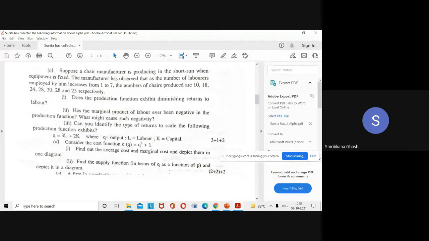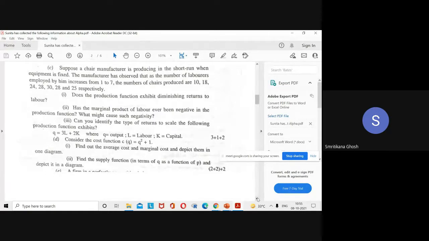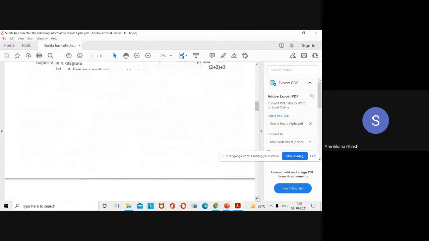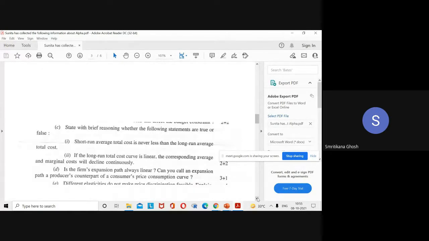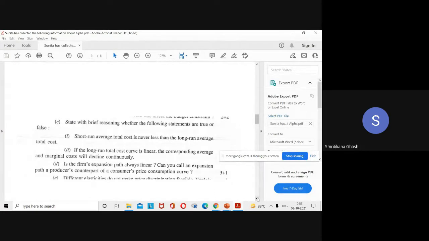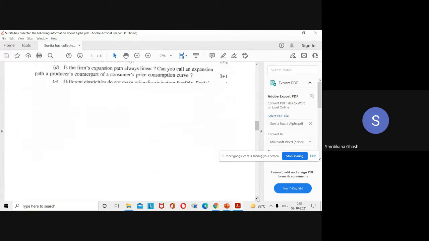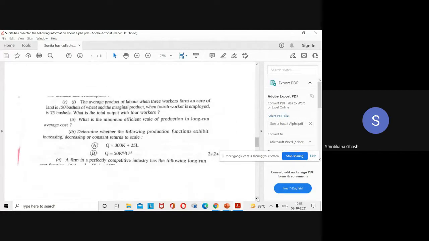Okay, so let me go to the next one. This is cost. I cannot do that here. Short run average cost questions are very common. The average product, yes, look at this.